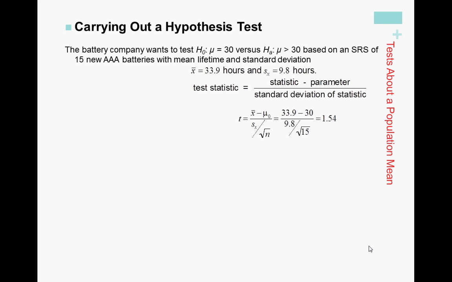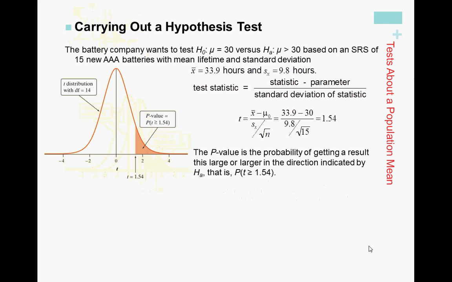Now we'll find our p-value. That's the probability of getting a result this large or larger. Don't forget, when we're doing significance tests, we're always saying what's the probability of it getting this far away or farther away. So in this case, this large or larger. Or if it's on the other end, if it was below it, it'd be this low or lower. But we need to find the probability in a t distribution of t being greater than or equal to 1.54.